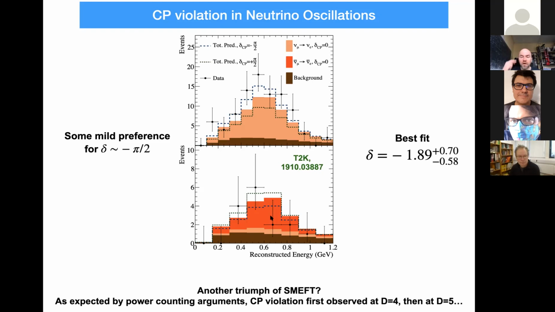There is no law forbidding the phases in the Lagrangian, and we see they give you these physical effects, and they are being observed, and we almost have observed the CP violation at dimension 5 in the SMEFT Lagrangian.